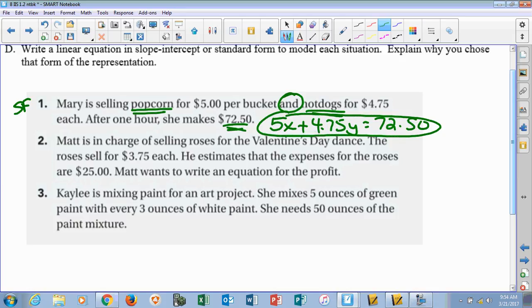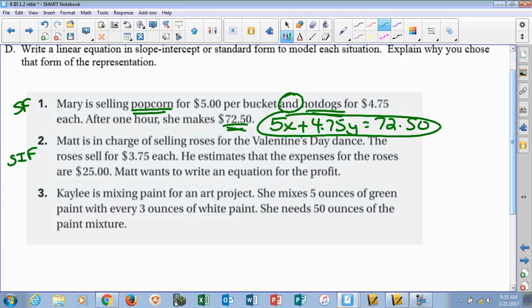All right. So number 2, it says Matt is in charge of selling roses for the Valentine's Day dance. The roses sell for $3.75 each. He estimates that his expenses for the roses are $25. Matt wants to write an equation for the profit. So if we're talking about a profit equation, we talked about this in Say It With Symbols. A profit equation is actually slope-intercept form, right? So we're going to call this slope-intercept form, right?